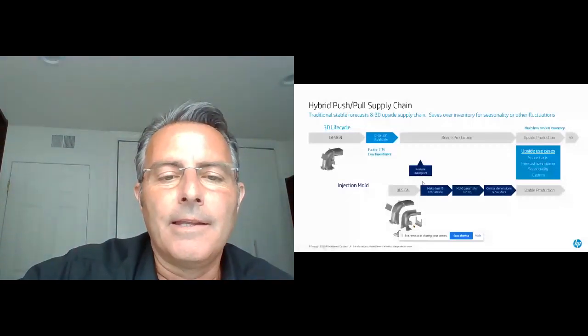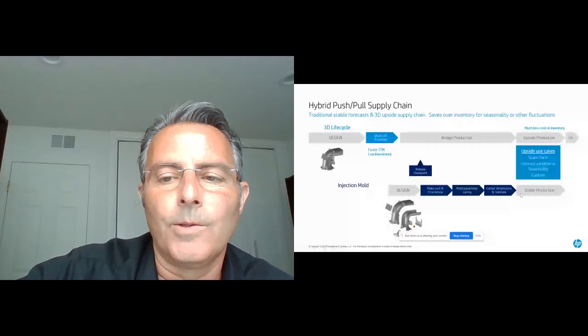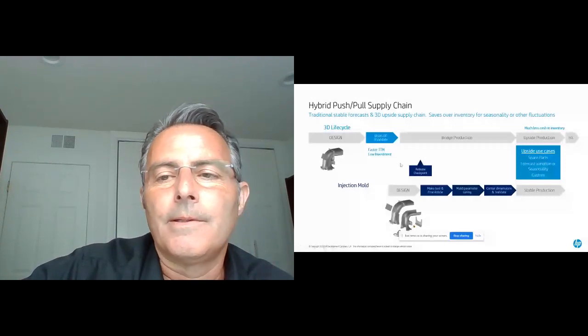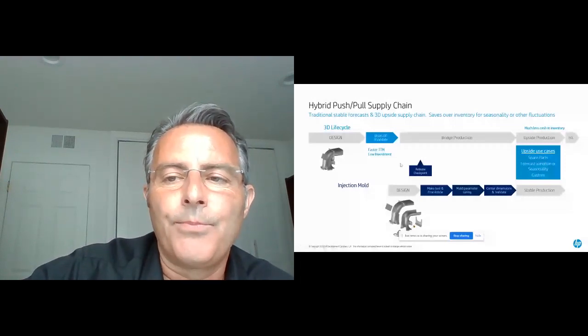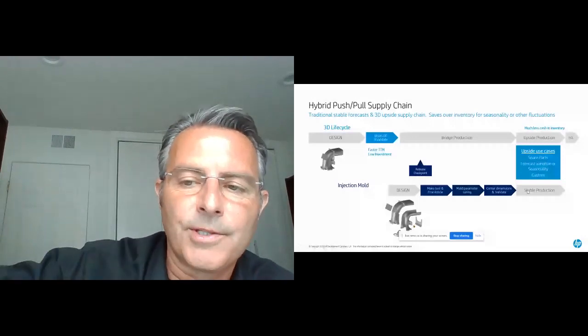In this case, then, the lean process is the injection mold. So here, when that injection mold is done, you do stable production with the injection molded part, and you do the upside production with the 3D printed version. This is a hybrid supply chain. The injection mold is what you call a push supply chain.